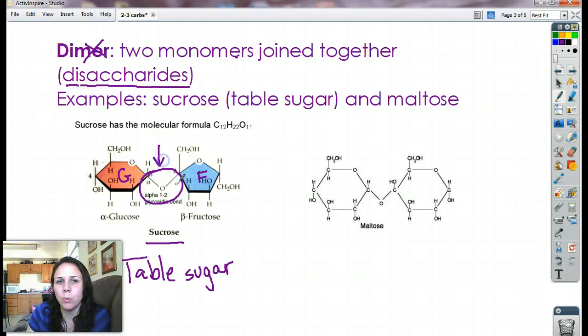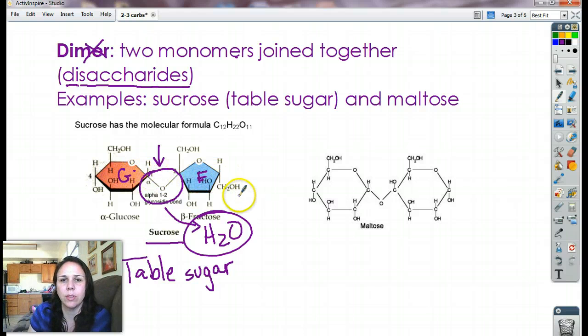And do you remember, what is it that causes a drop of water to fall out and leaves you with an oxygen in the middle? What kind of process did that? Do you remember? Okay, we lose water, so we dehydrate it. Oh, dehydration synthesis, because we're losing water, dehydration, and we're synthesizing or putting together the two things.